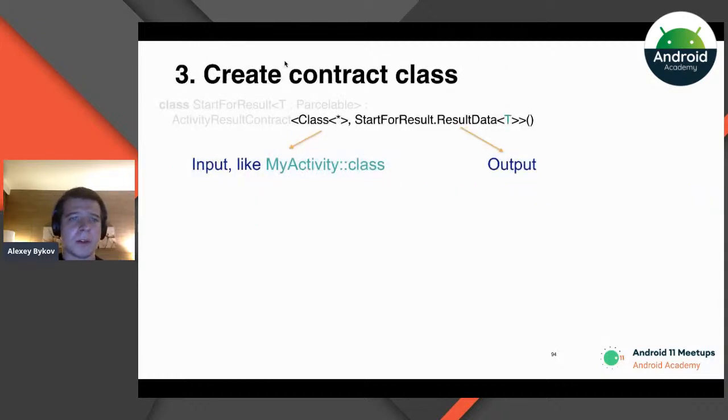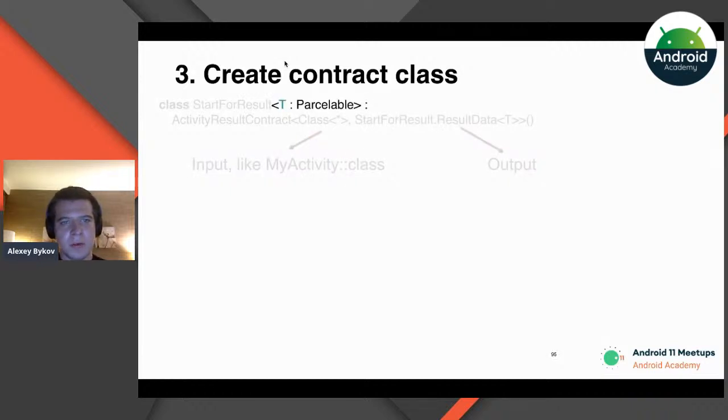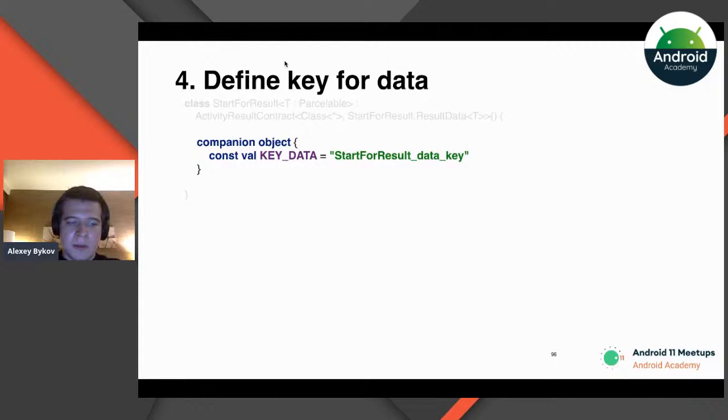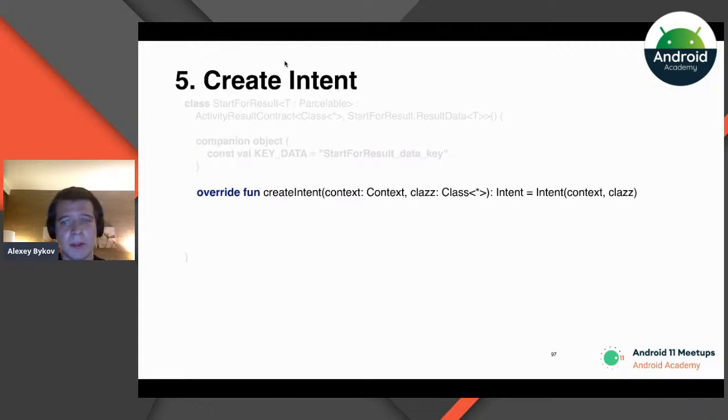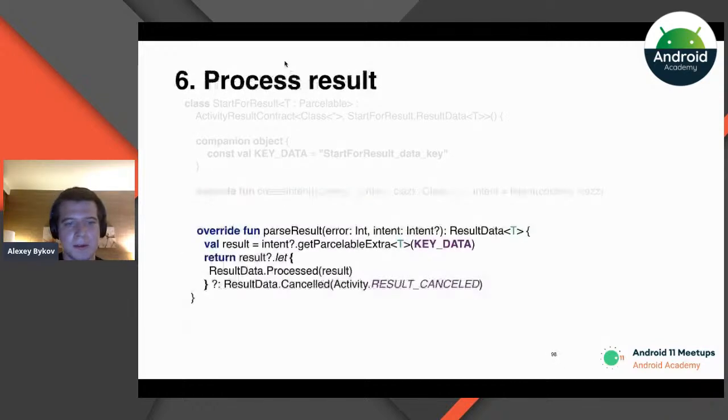So, third one, let's create the contract class and declare our class as input and our result data as output. And yeah, don't forget to implement Parcelable for your generic type here, because we are going to store our data to a bundle. And then everything is very simple. Define our key, can be anything. Create our intent. It is very simple, just a new intent with the class and the context. And there's our result, actually very similar to ActivityResult.